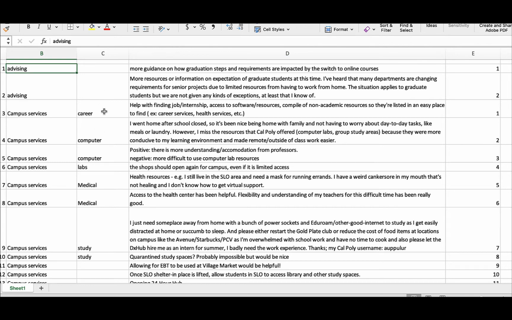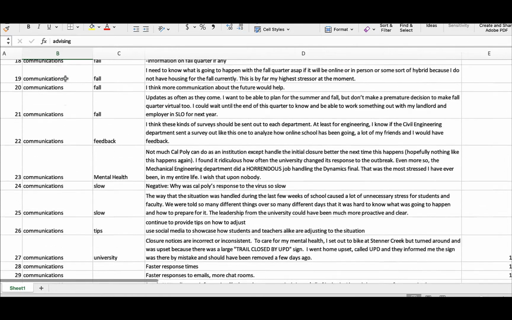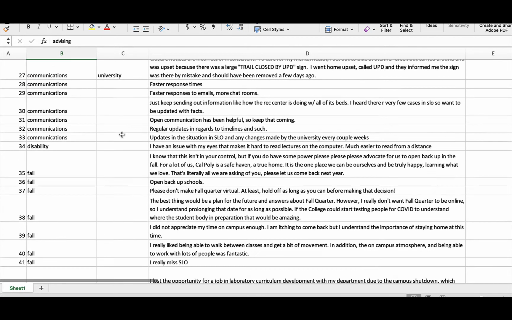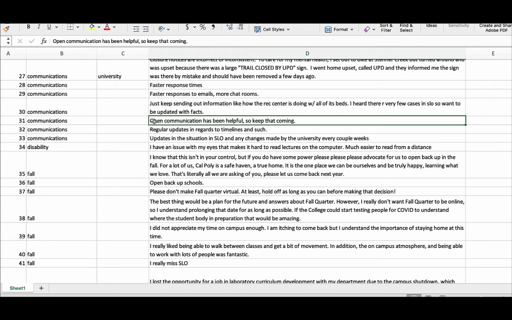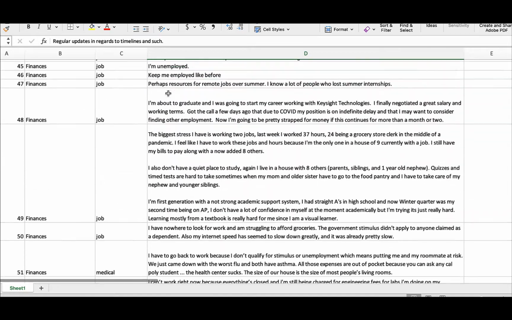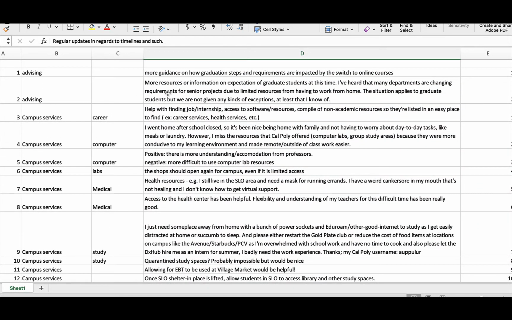And I might have also categorized it as a secondary topic, maybe graduation, but I went through this and categorized many of these comments. Like this one, open communications has been helpful, so keep that coming. Regular updates in regard to timeline and such. So I really categorized this and I went over and over it many times. Ideally, when you're analyzing qualitative data, it's good to have more than one person categorize the topics so that you can double check to make sure that your interpretations are at least validated by two people. But what I did is I went through this myself several times.